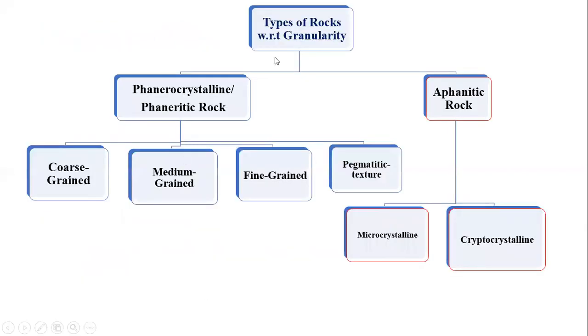Now, what are the types of rocks with respect to granularity, or on the basis of granularity? First is phanerocrystalline or phaneritic rock. If the crystals are visible to the naked eye and can be identified without magnification with the help of a microscope or hand lens, then such a rock is termed phanerocrystalline or phaneritic rock. On the other hand, aphanitic rock refers to that rock in which crystals cannot be identified with the naked eye, and we need the help of a microscope or hand lens.